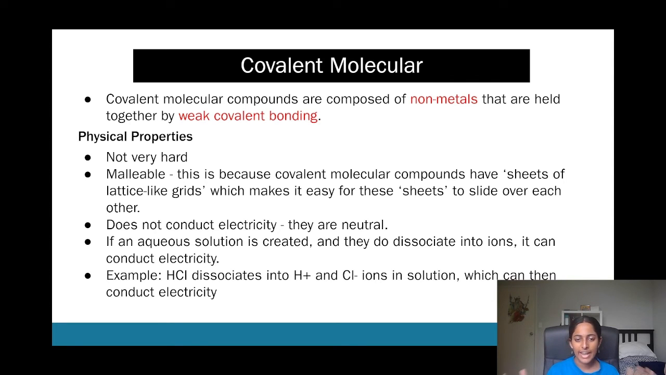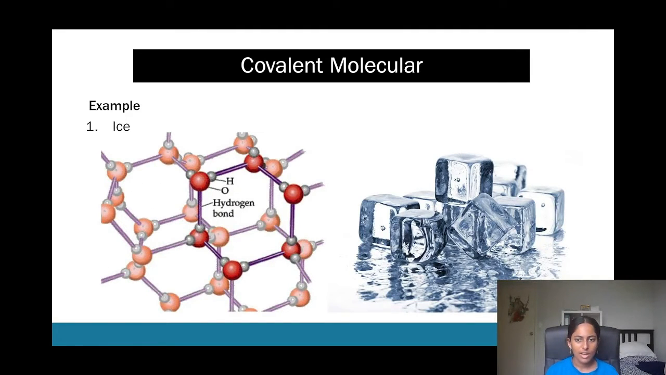However, if it is in an aqueous solution and it goes into its ions, then it can conduct electricity, and an example of that is HCl. HCl pretty much dissociates into H+ and Cl-. When they are ions, the cation, which has more electrons, will just give away its electrons in solution to the chlorine. And when it's doing that, you have free electrons roaming around in that solution, so it can conduct electricity. An example of covalent molecular is also ice.